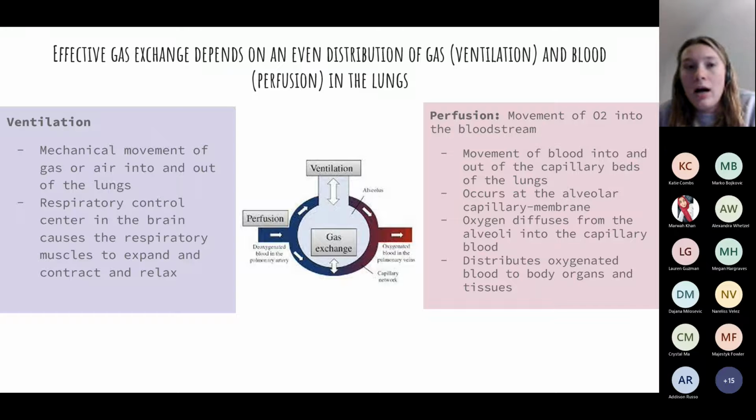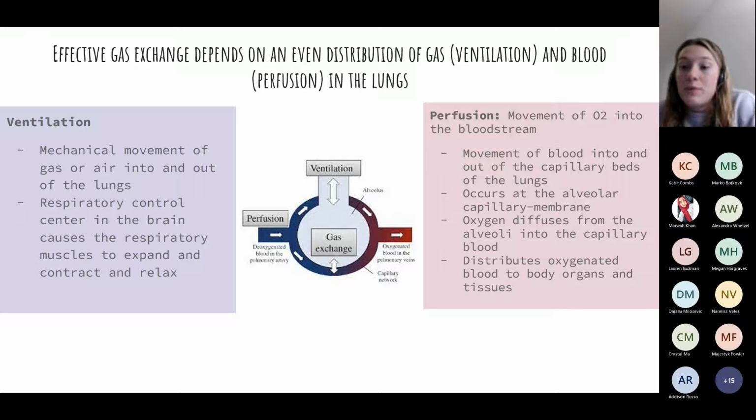So in order for us to have effective gas exchange, we need to have good ventilation and good perfusion in the lungs. When you think ventilation, think the physical movement of air in and out of the lungs. So this is actual movement. It's not on the cellular level yet. Just think physical movement. That's what your ventilation is.